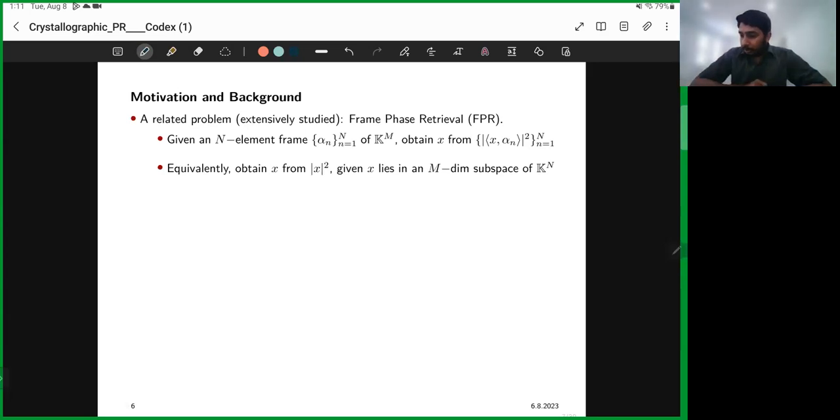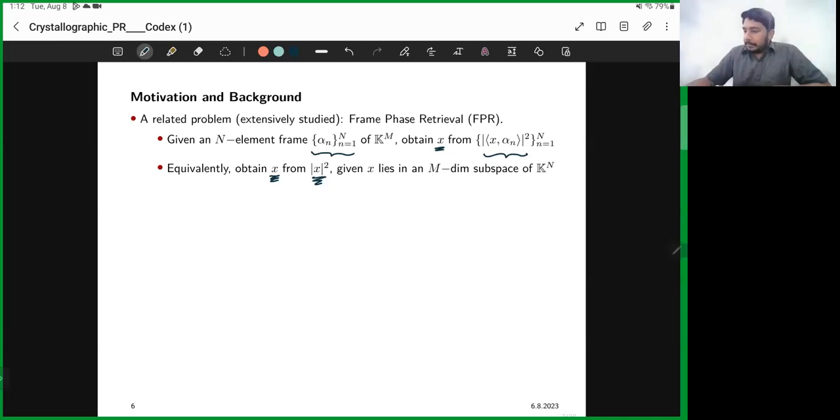And to that end, a related problem that has been extensively studied in the literature is the so-called frame phase retrieval problem, where we're not trying to recover a signal from its power spectrum or the magnitude of its Fourier transform, but rather what we are given is this n element frame. And we're trying to obtain the signal from the magnitude squared of its inner product with these frame vectors. So I have an unknown signal, I don't know what it is, but what I do know is the magnitude of its inner product with all these frame vectors, and I'm trying to recover X from it. An equivalent characterization of this problem is basically to obtain a vector from its magnitude squared, again, coordinate-wise magnitude squared, given that the vector that we're trying to recover is in an m-dimensional subspace of the entire space, right?